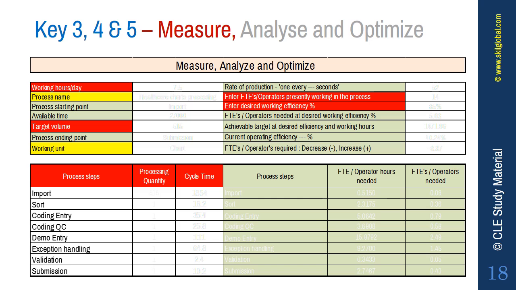Mention the series of operation steps involved, needed to complete one chart. These steps represent what is actually happening on the ground. Ensure you do not capture your wish list here. In this example there are 8 steps, beginning from import, ending at submission.